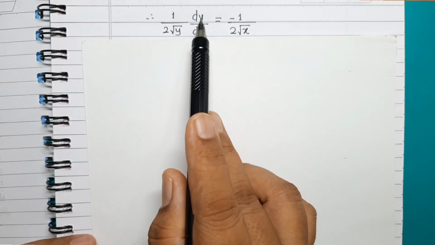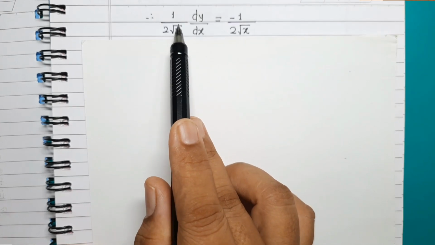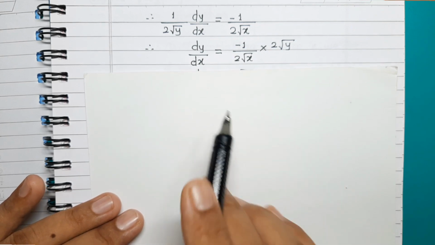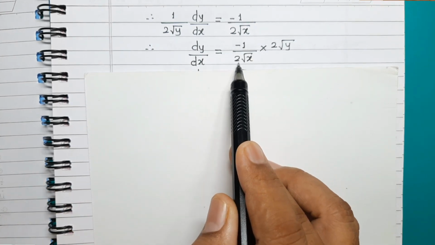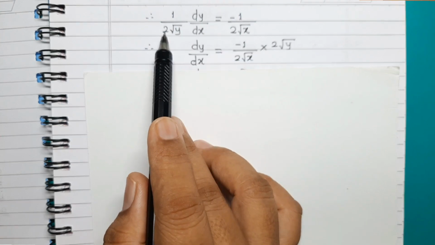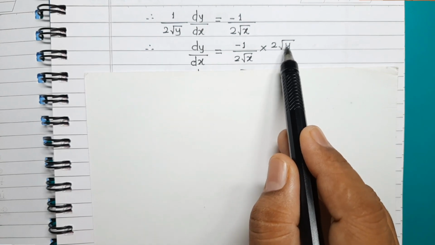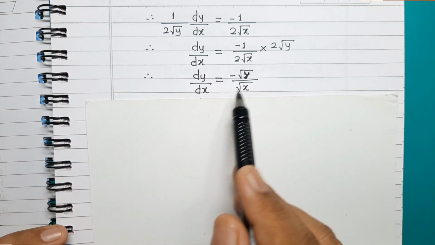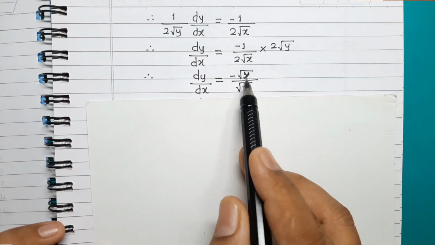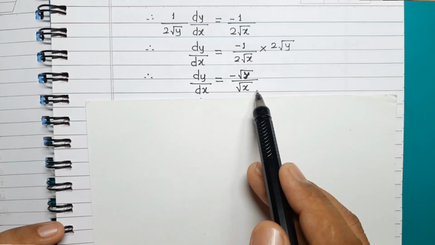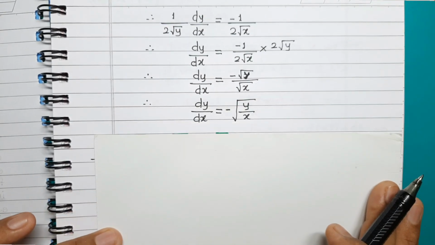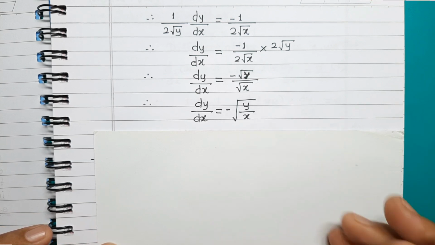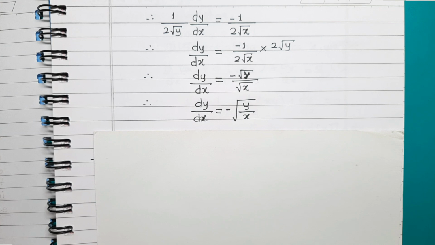Now we are going to find out dy by dx. So let's shift this term on RHS. So we have dy by dx is equal to minus 1 upon 2 root x into, see, 2 root y is going to multiply on RHS. So we have dy by dx is equal to, see, cancelling these two, we have minus root y upon root x, and we can write it as minus of root of y upon x. So this is the required derivative.